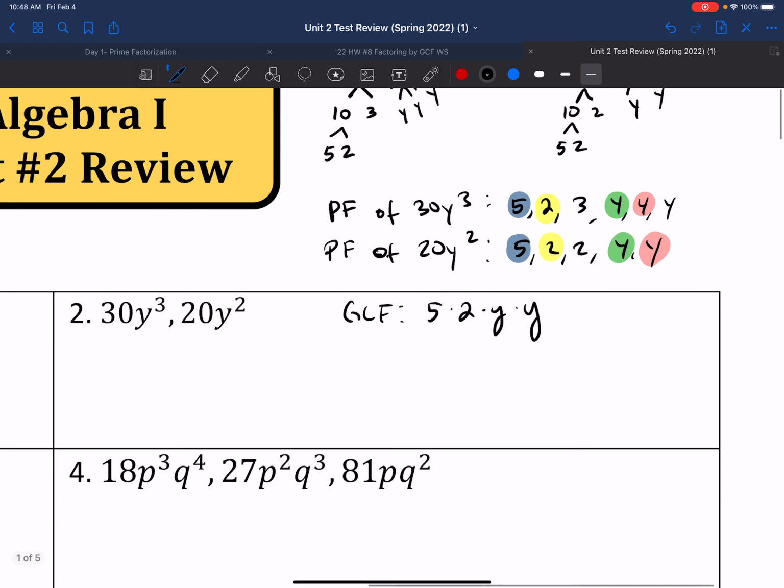And I'm going to multiply. So 5 times 2 is 10, and y times y is y squared. So 10 times y squared is just going to be 10y squared. And this is my GCF.